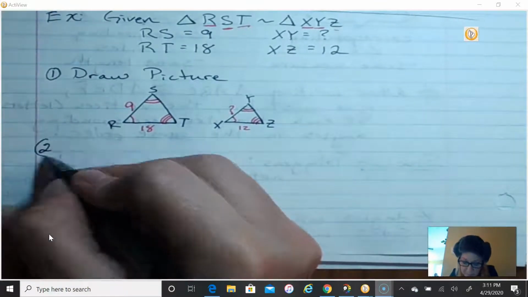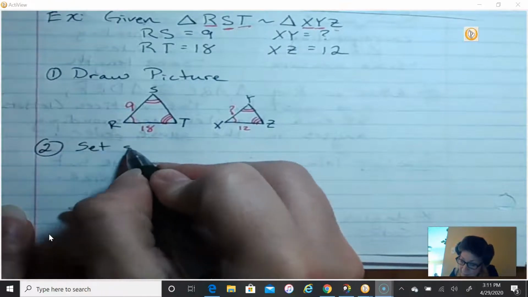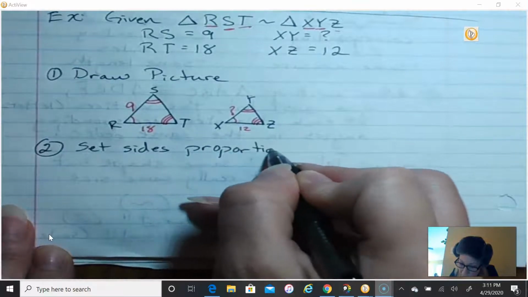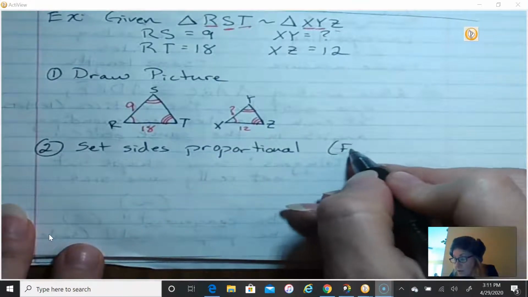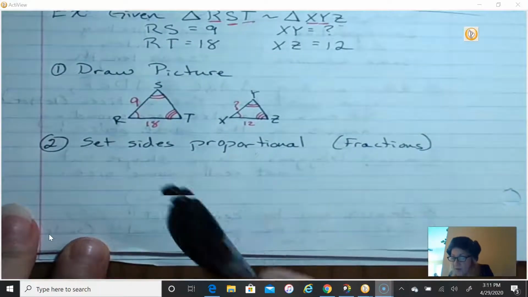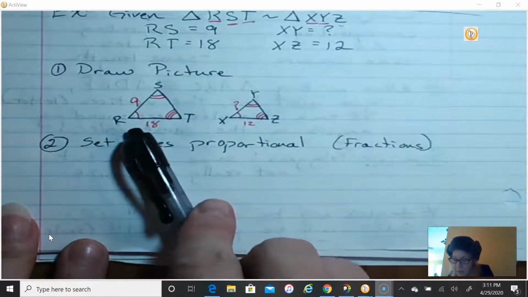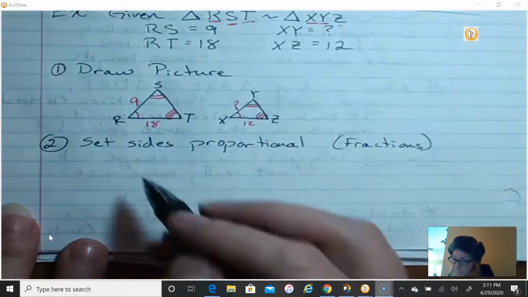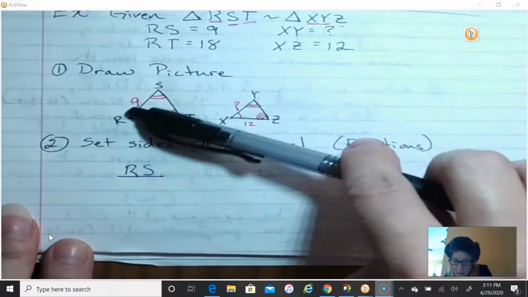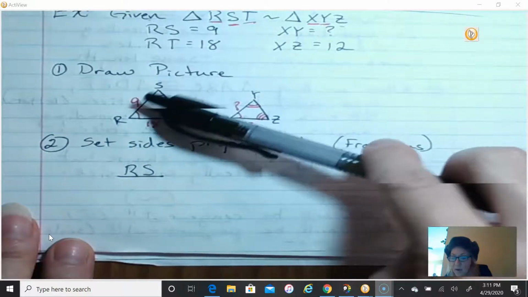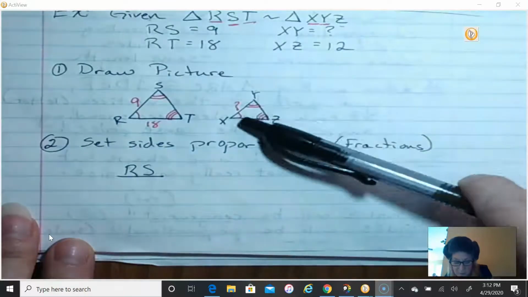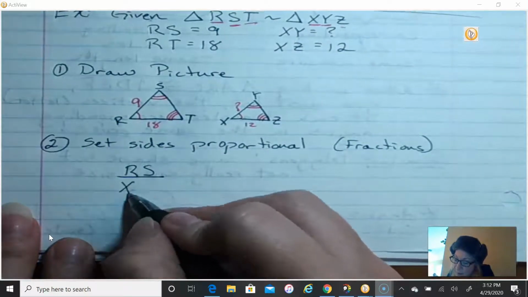All right, step 2, set sides proportional. In other words, they are going to look like fractions, kind of like what I showed you a while ago. So, right here we have side RS. Now, what side does it correspond with over here? This side RS corresponds with XY. So I'm going to put XY below it.